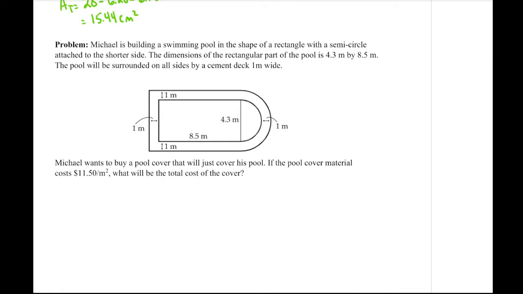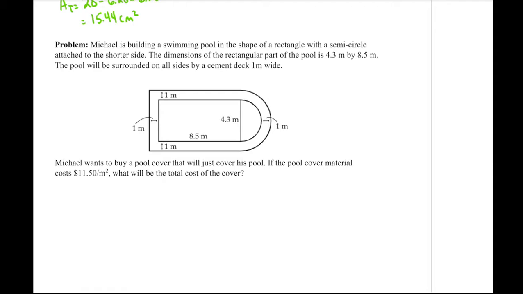Moving on to a problem, a little bit more of a challenge. Michael is building a swimming pool in the shape of a rectangle with a semicircle attached to the short side. The dimensions of the rectangular part of the pool are 4.3 meters by 8.5 meters, and the pool is surrounded on all sides by a cement deck 1 meter wide. Michael wants to buy a pool cover that will just cover his pool. If the pool cover material costs $11.50 per meter squared, what will be the total cost of the cover?